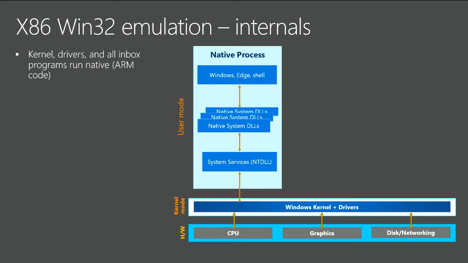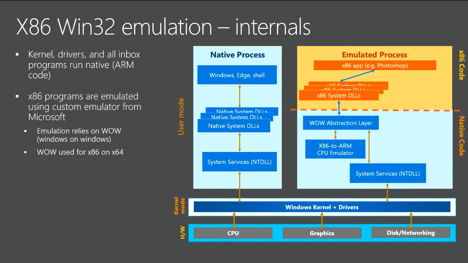And down here, in kernel mode, you have the actual Windows kernel and the drivers. And they operate with devices like the GPU, disk, and networking, basically at hardware speeds. So these native processes, which are all the inbox experiences, basically run at the full capability of the ARM64 hardware. If you go ahead to the next, here, this is what an emulated process looks like.